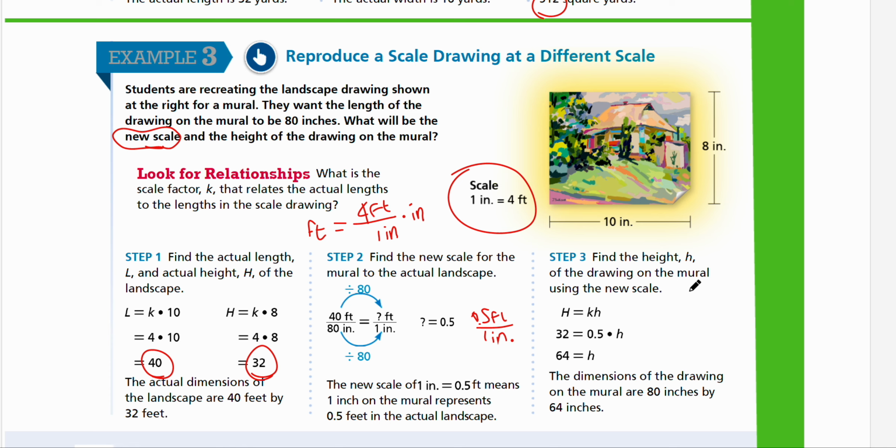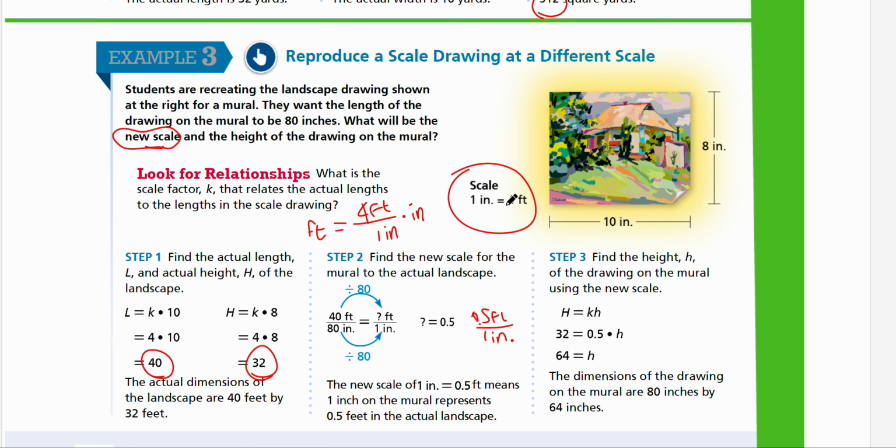Yeah, we're finding the model height. We already know the actual height, 32. So 32 is equal to the new scale, 0.5 times height. And so we need the new height of the drawing on the mural.